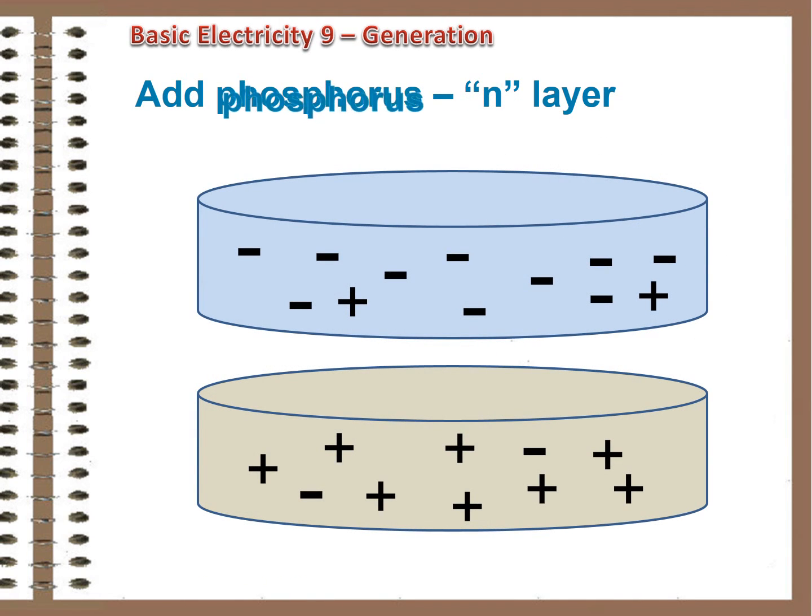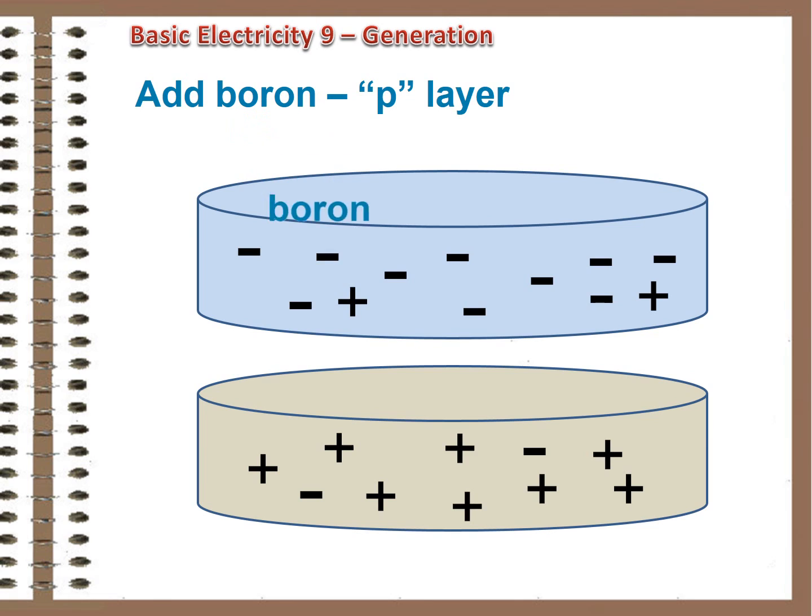However, if a bit of phosphorus is added to one layer of silicon, it changes things. Phosphorus has 5 electrons in its outermost shell. Now, when all the bonding's done, there are extra electrons about. This is called an N layer because it has those extra negative charges. Boron is added to the other layer. Boron has 3 electrons in its outer shell, meaning some of the silicon atoms won't be completely bonded. There will be holes. This is called the P layer because it contains the positive holes.